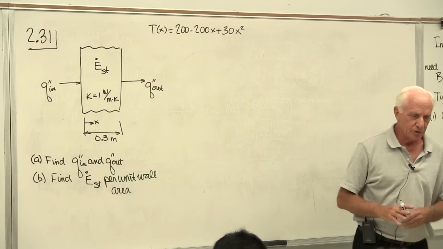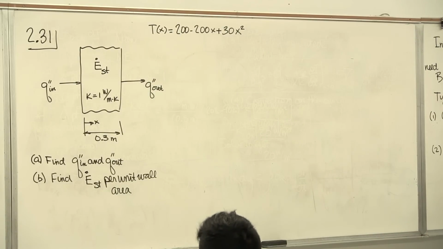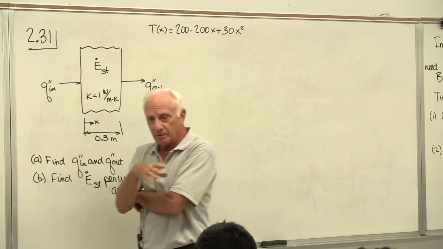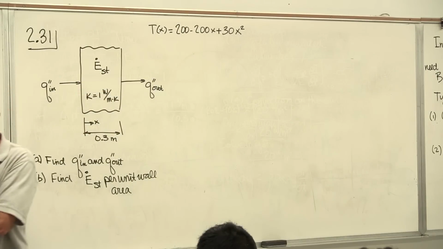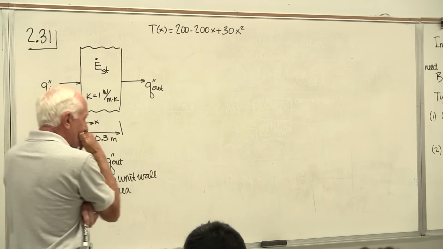Now, why do I use q double prime? Because he didn't tell me how big the area was. I know how thick it is, 3/10 meter, but I don't know how big the wall is. So any problem where you don't know how big the wall is, you probably should base everything on a per square meter of wall area. That's why I use q double prime. Okay, let's find the conduction.